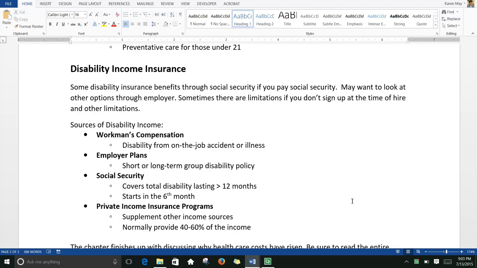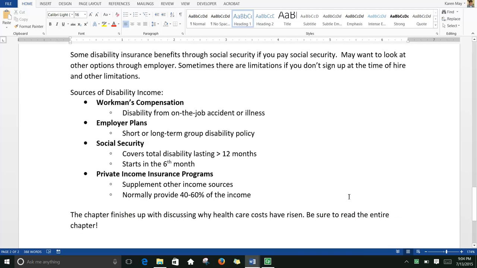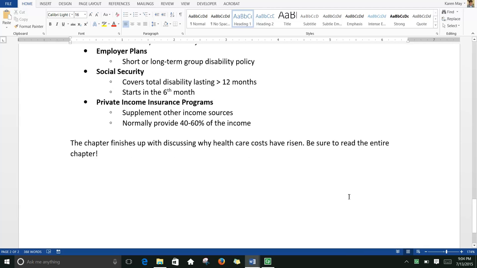Sources of disability income. Workers' comp is one, for a disability from an on-the-job accident or illness. Employer plans have short or long-term group disability policies. Social Security covers total disability lasting greater than 12 months, and it starts in the 6th month. And a private income insurance program supplements other income sources and normally provides 40 to 60% of the income.